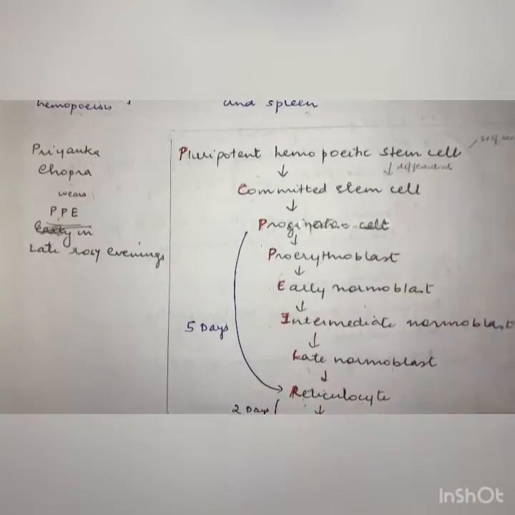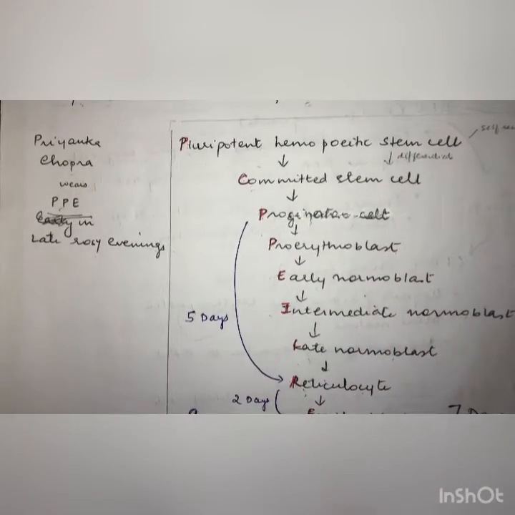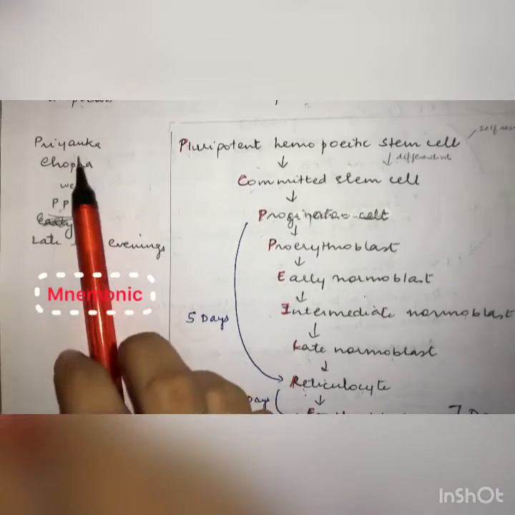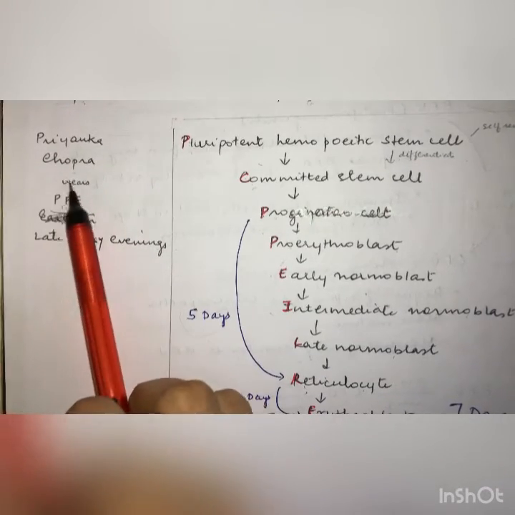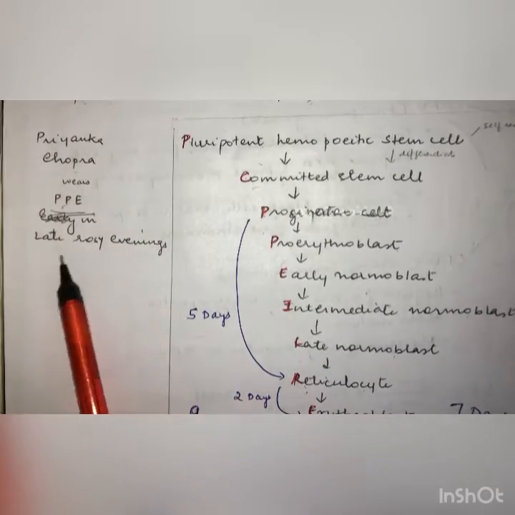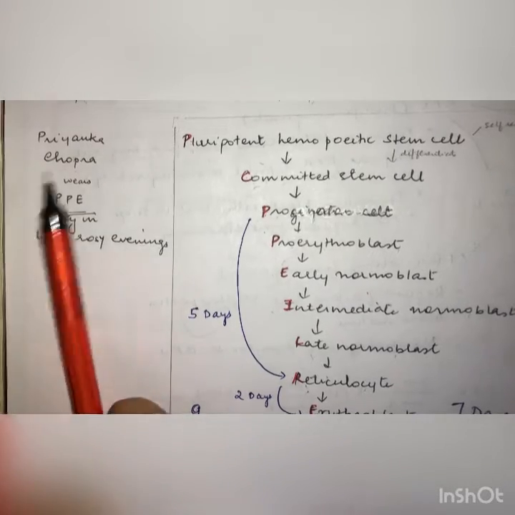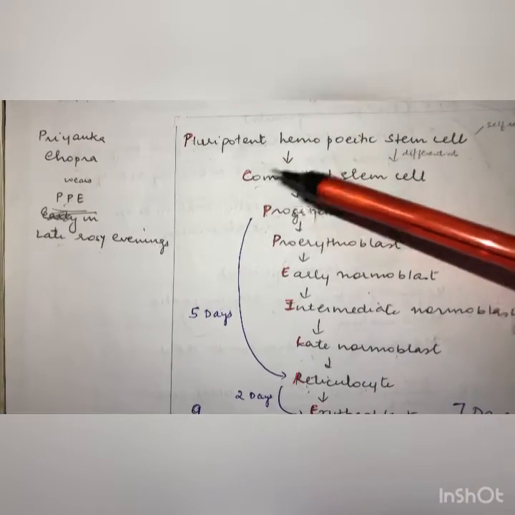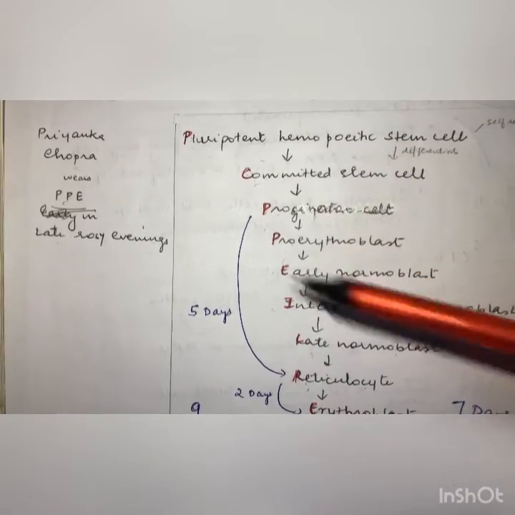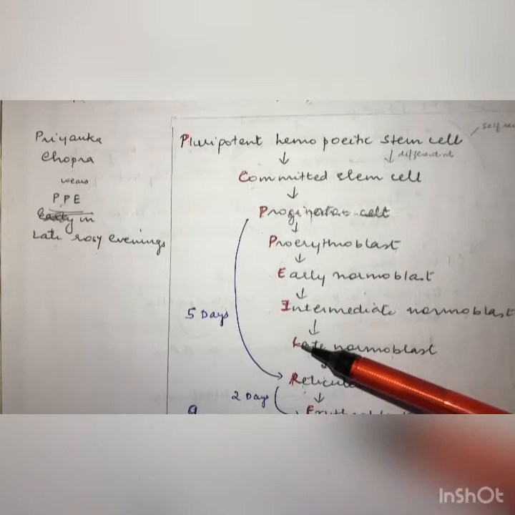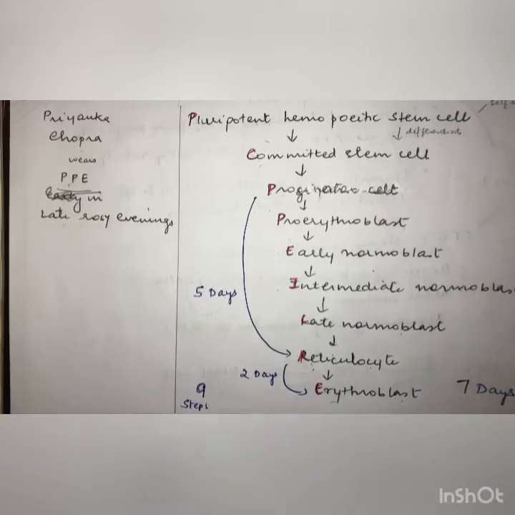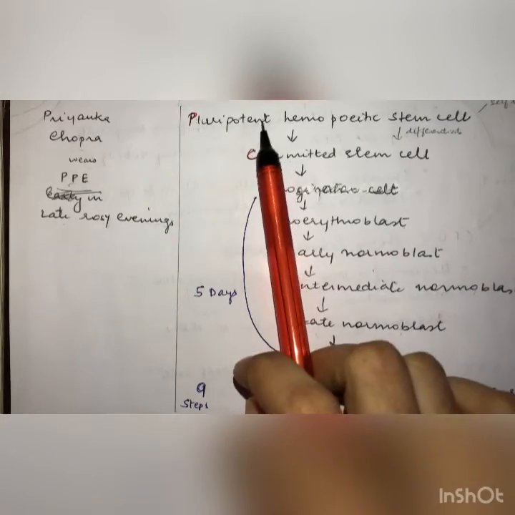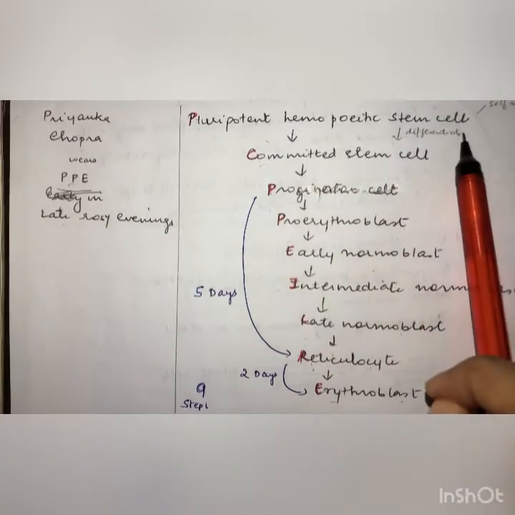Now, the stages of erythropoiesis, you can remember with this mnemonic. Priyanka Chopra wears PPE in late rosy evenings. Okay, so P stands for pluripotent hematopoietic stem cell.